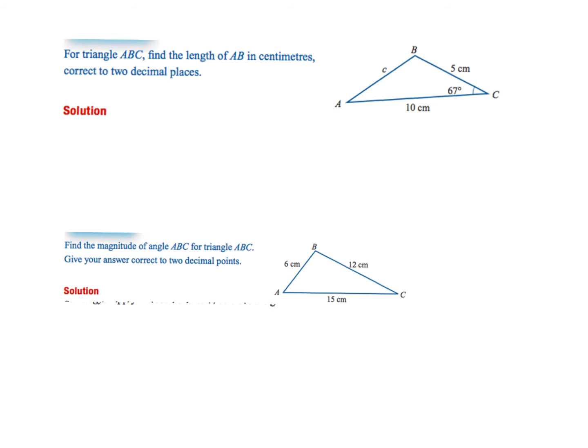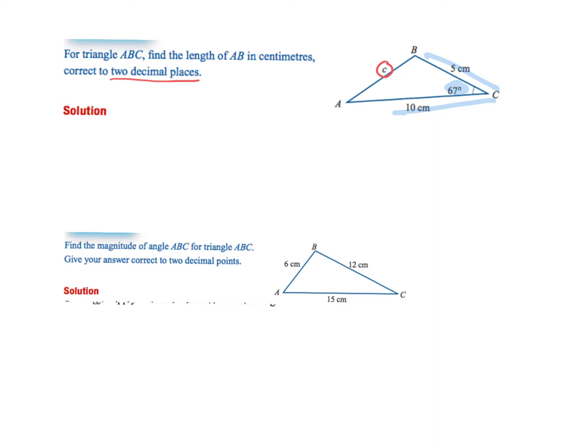It says for the triangle ABC, find the length AB. So AB would be little c, as they've described, and they're saying to 2 decimal places. Because I have two sides and the included angle, that's when you use cosine, sorry, I think I said sine there. So we want to find side C.